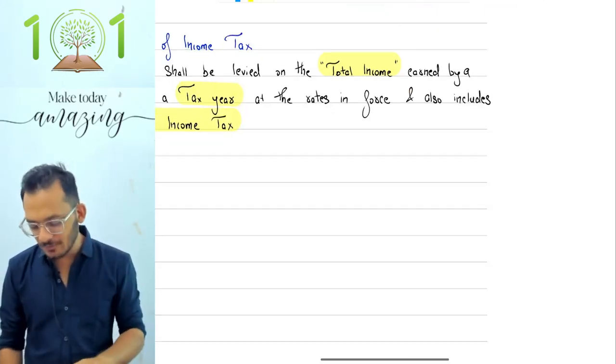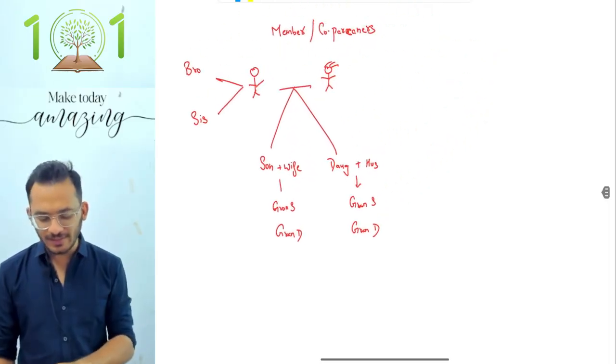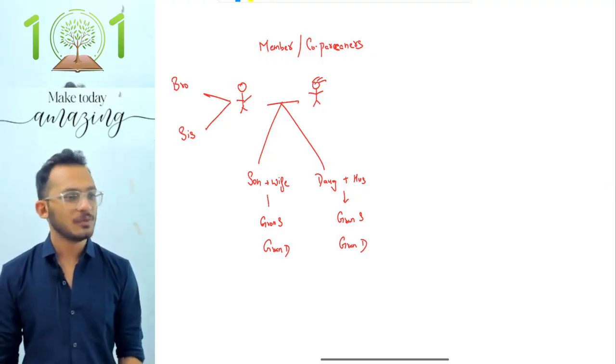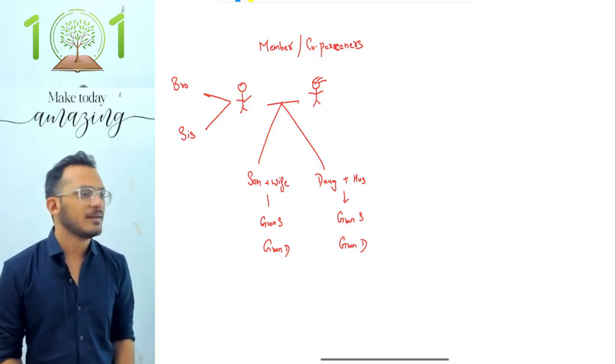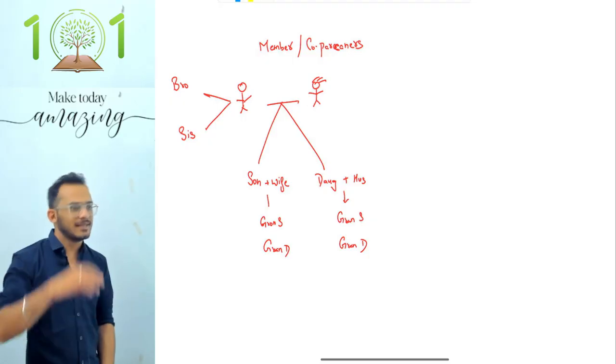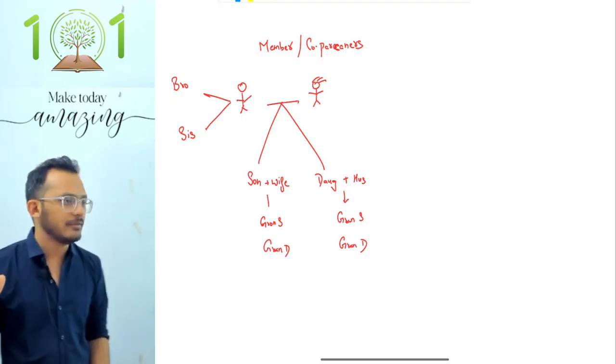Yes, here I gave you homework question number 2, where I asked you, what are the members and what are the co-partners? Tell me, are they the same? No, what is the difference? Very good. Co-partners are the people who have a right in the property. Members are basically everyone who's there in the family.